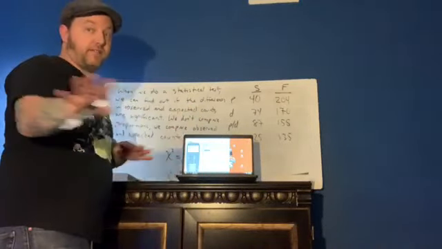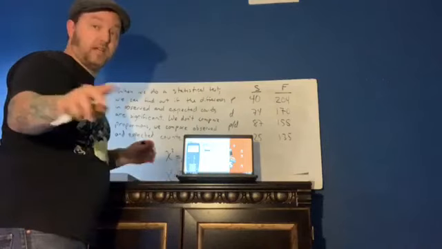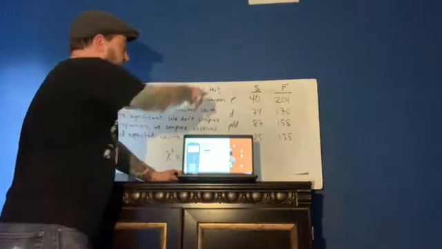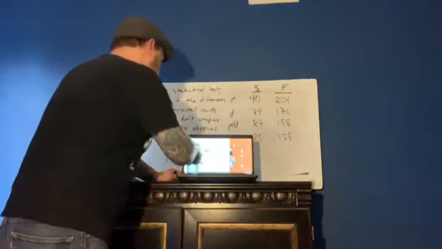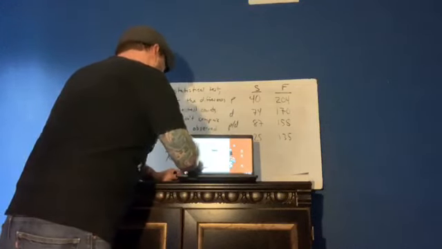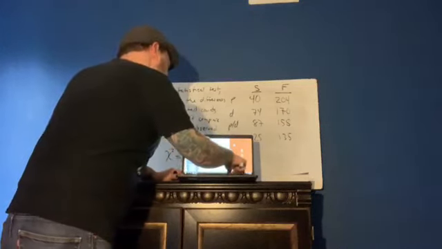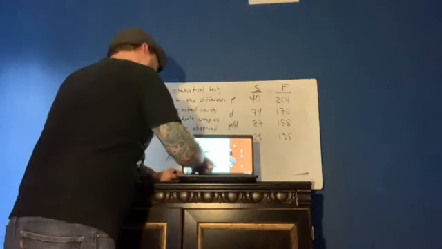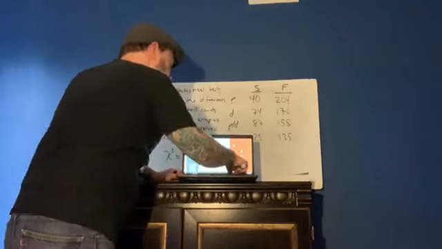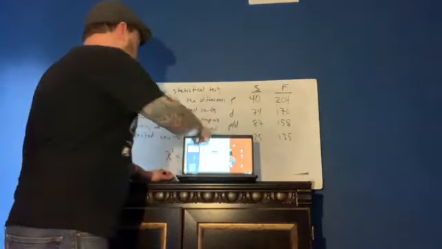Get your calculator out. If you need to pause this, hit pause, that's okay to do. Get your calculator out, put this observed two-way table into matrix A. So 87, 158, 25, 135.